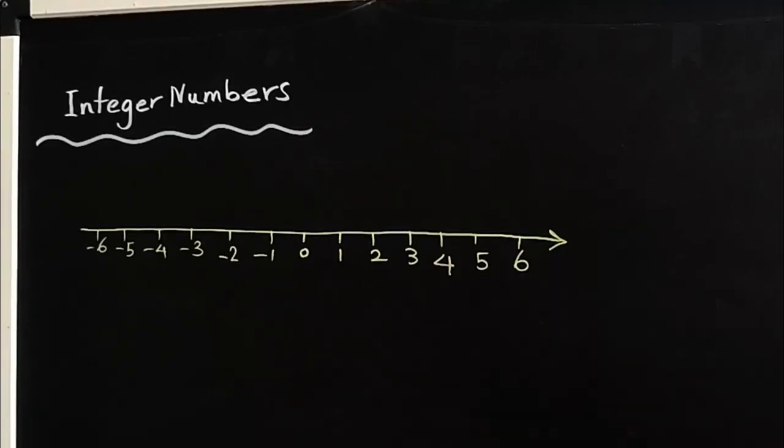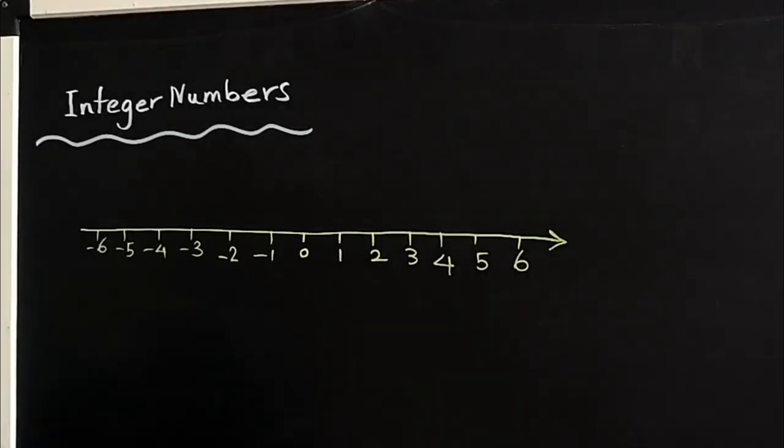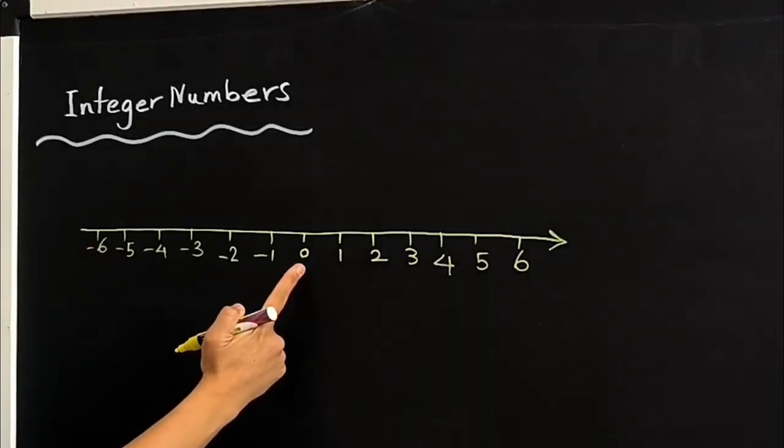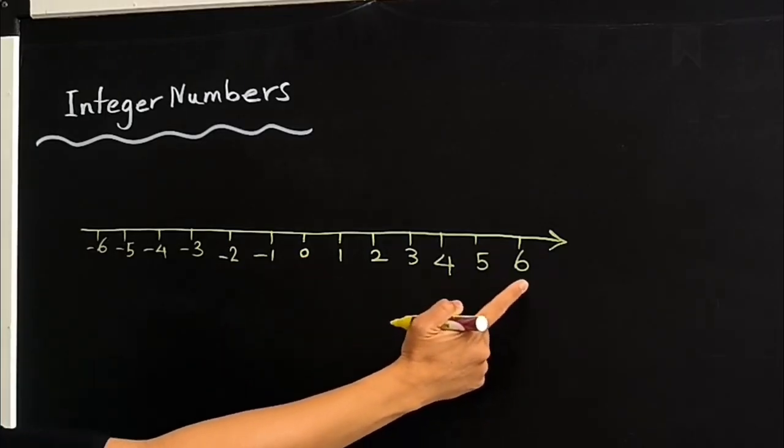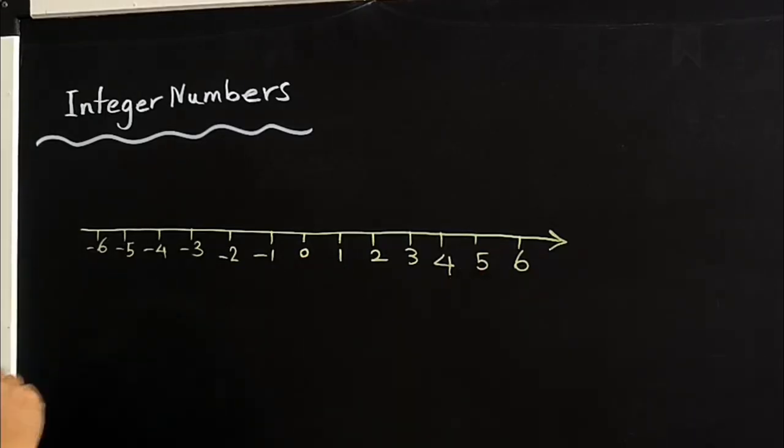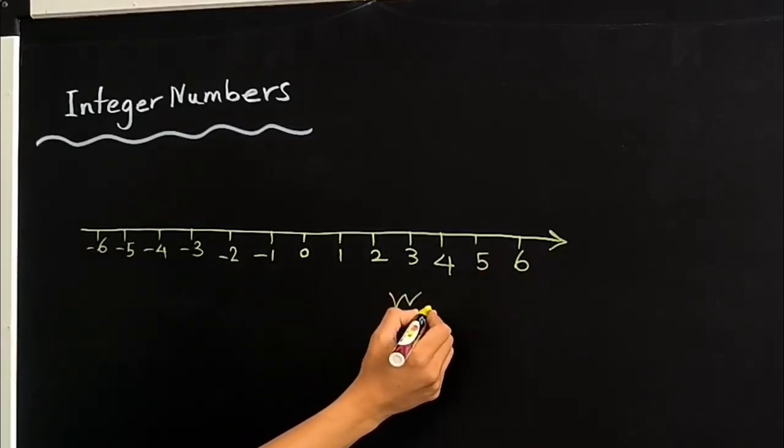This is the number line for integers. You already know that the number line for whole numbers starts at 0. But the integer number line extends in both directions from 0. The set of whole numbers is written like this.